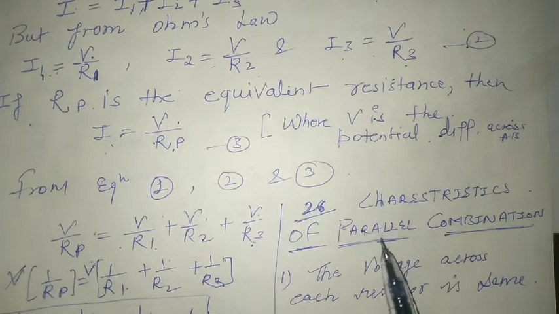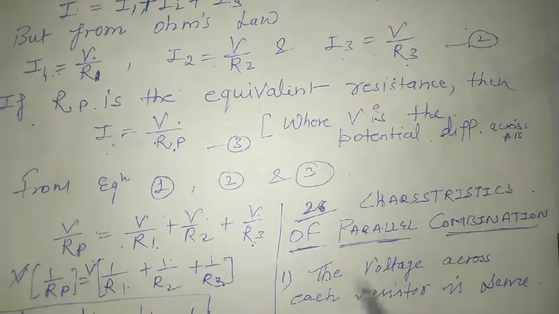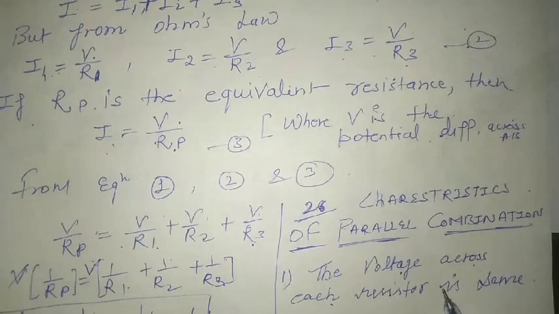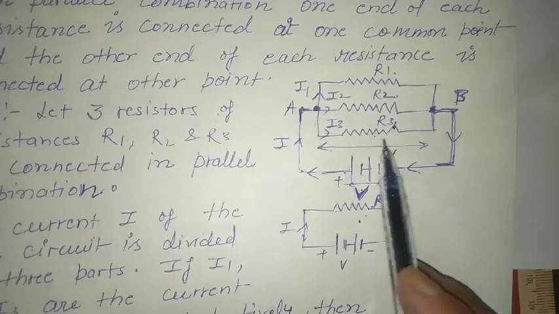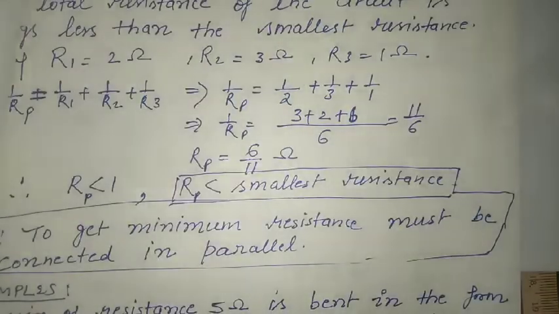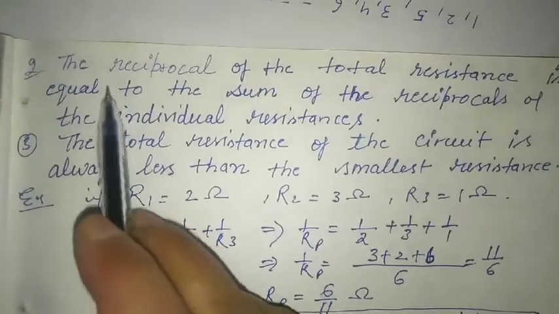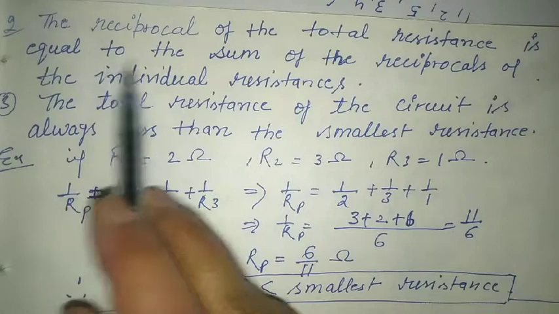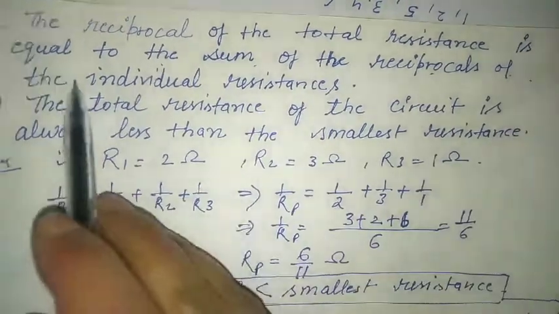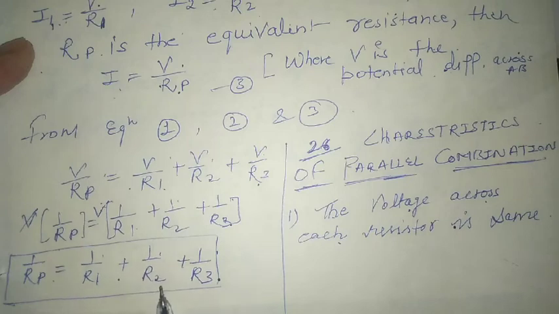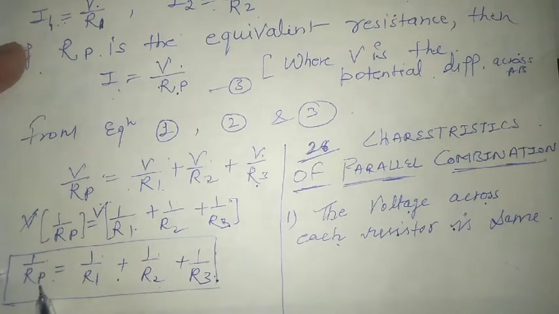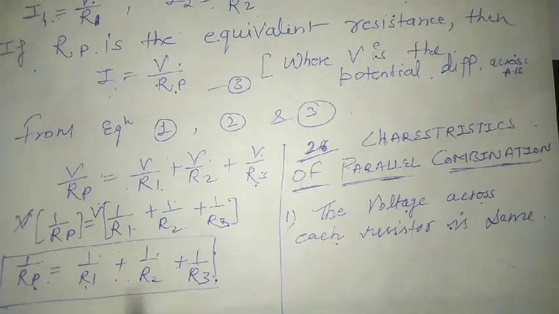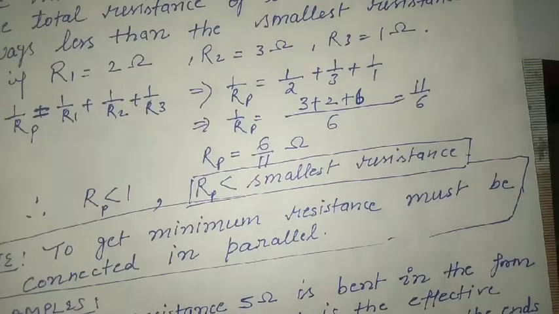So what are the characteristics of the parallel combination? The voltage across each resistor is the same, as we have seen in the circuit diagram, the potential will be the same. Second, the reciprocal of the total resistance is equal to the sum of the reciprocals of all the individual resistances: 1 upon Rp is equal to 1 upon R1 plus 1 upon R2 plus 1 upon R3. So this is the second point.